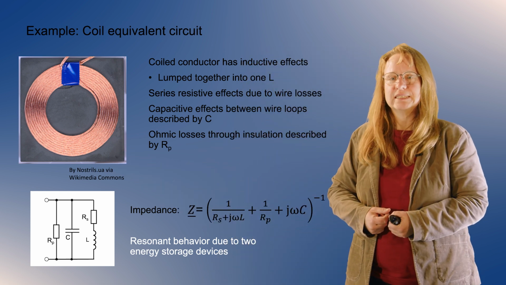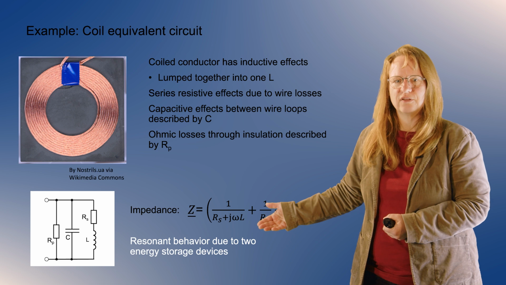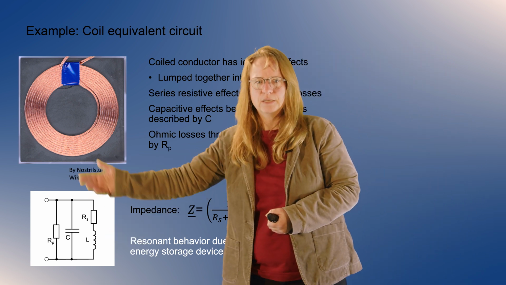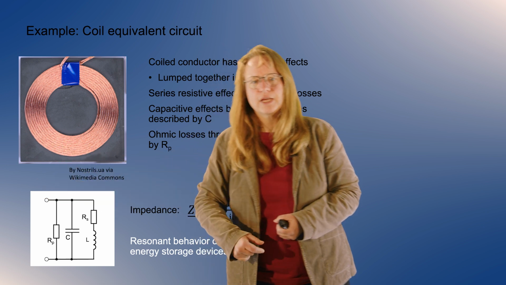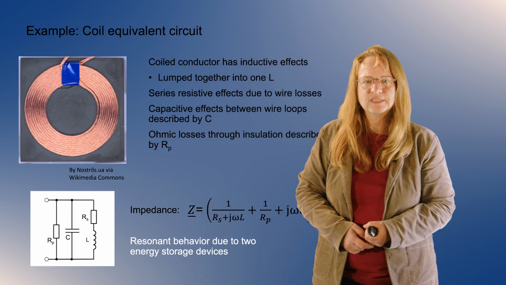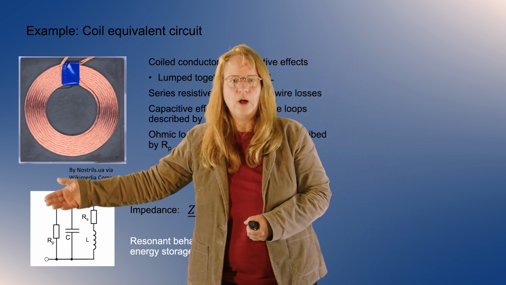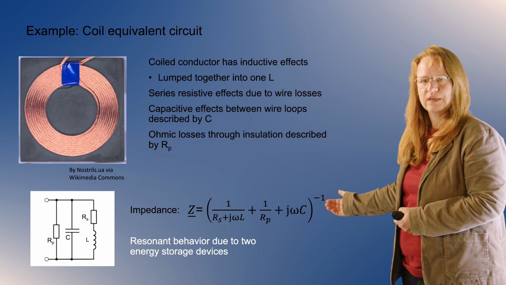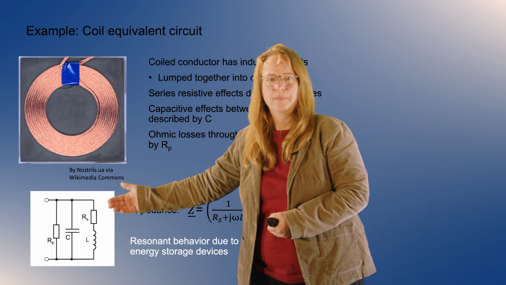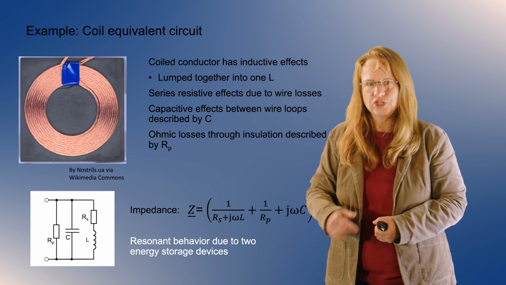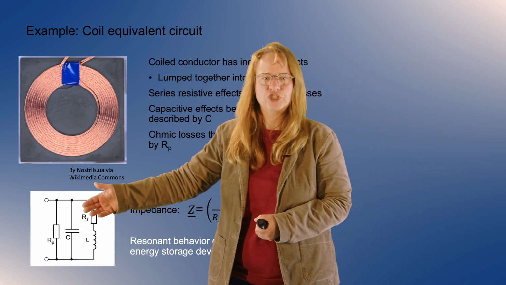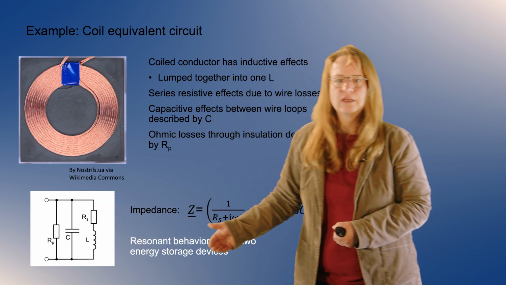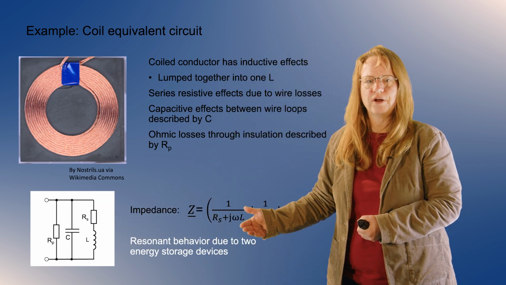If the impedance is calculated for this model, then you get the value given down here in the equation. So you have a parallel connection of these three different branches. Therefore, the overall impedance is 1 over the impedance of each of the elements in each of the branches. So we have in this branch here the series of the resistor and the inductor. So therefore we take 1 over the sum.